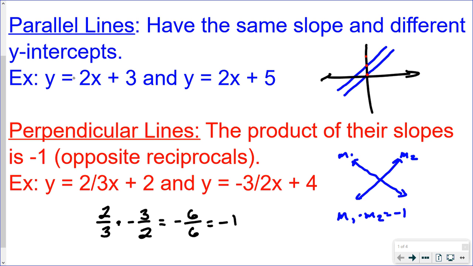And I forgot to point out up here, these two lines both have a slope of 2. So these are in slope-intercept form. Hopefully you've learned about slope-intercept form. If not, I'll put a link up in the upper right-hand corner. But they have the same slope, but different y-intercepts. The b represents the y-intercept.